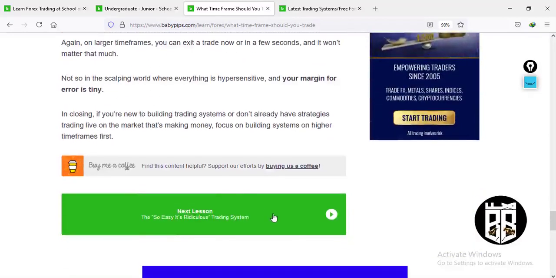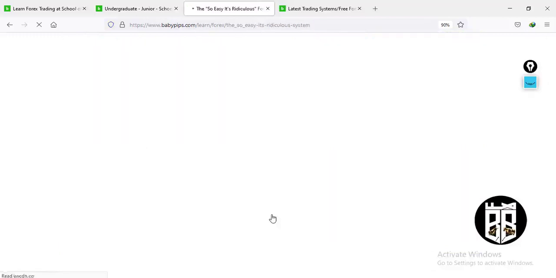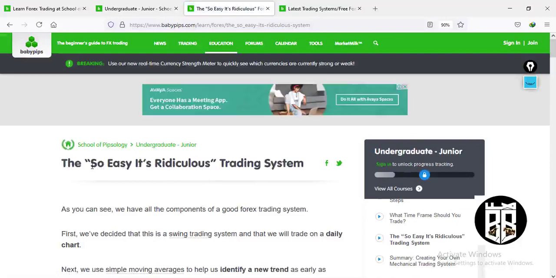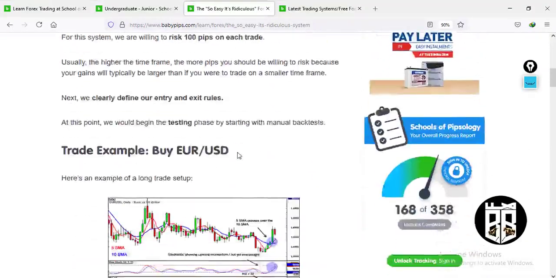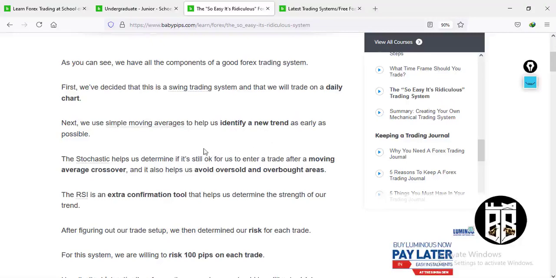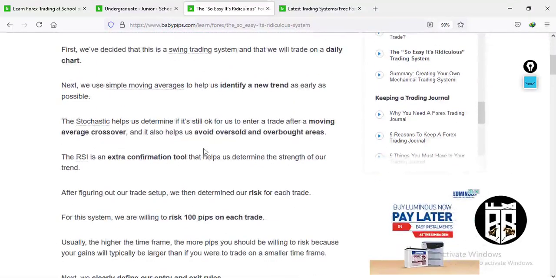So let's move to the next lesson, the "so easy it's ridiculous" trading system. So what is this about? Is it really easy to trade this system? We use simple moving average to help us identify a new trend as early as possible, right? So yeah, keep trading easy.